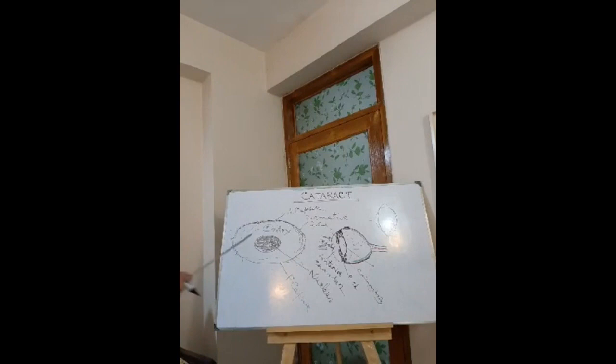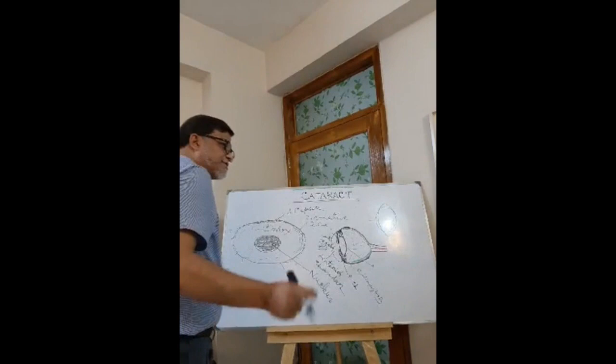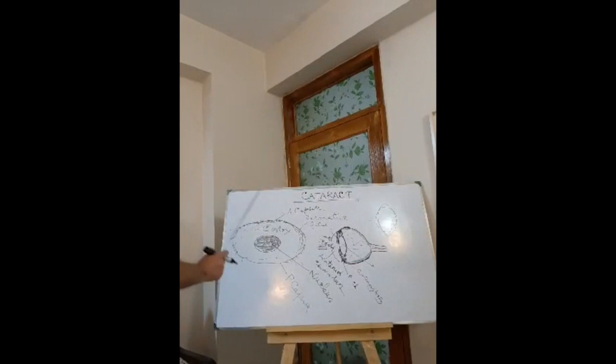Then the number of cells is very low. These are the factors for maintaining the transparency of the lens.